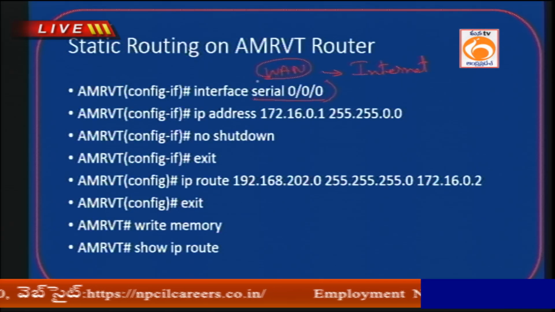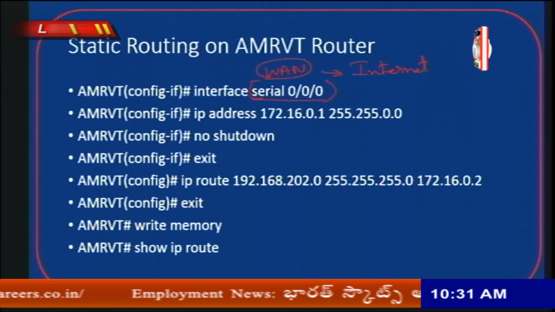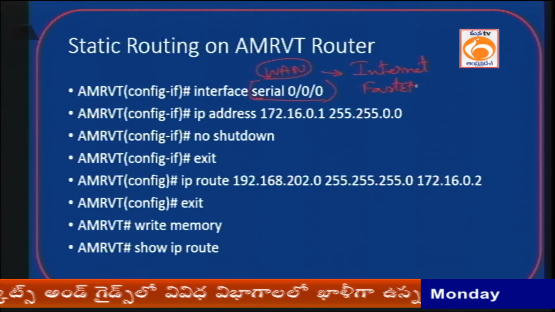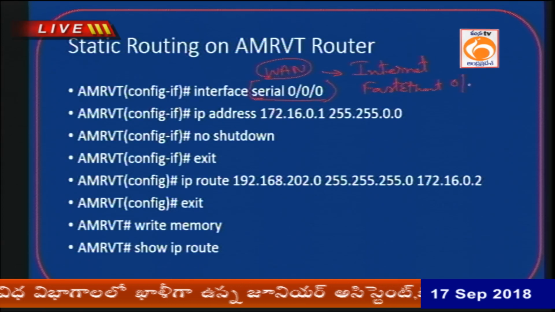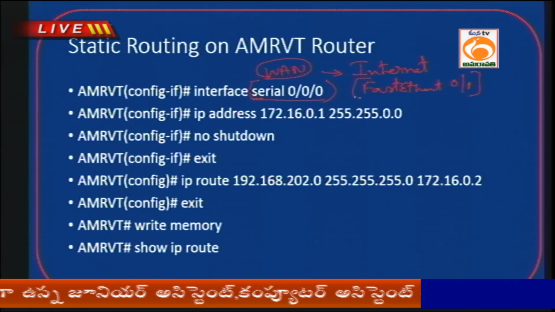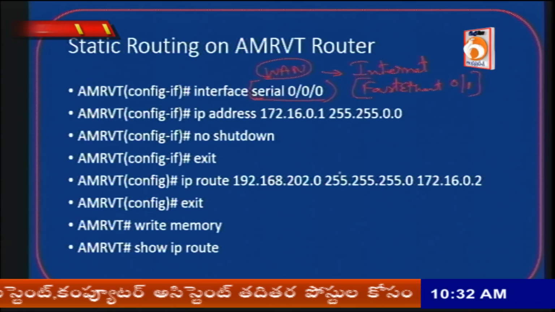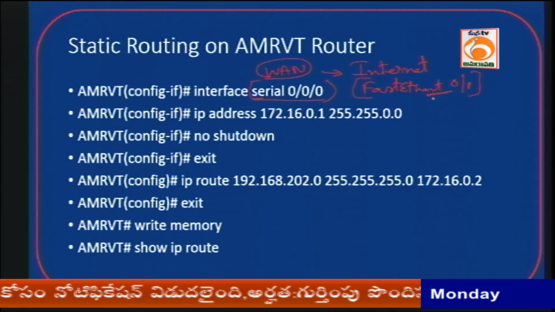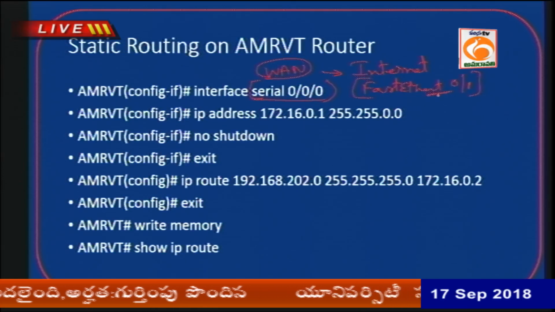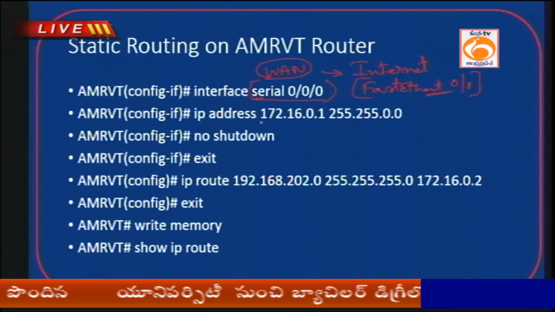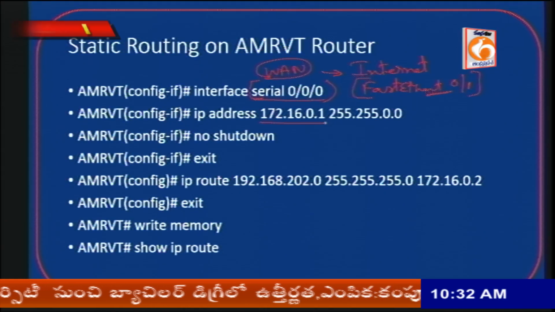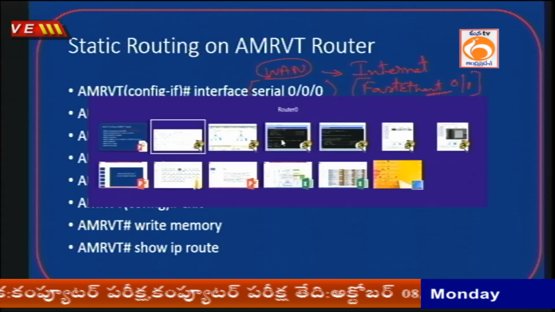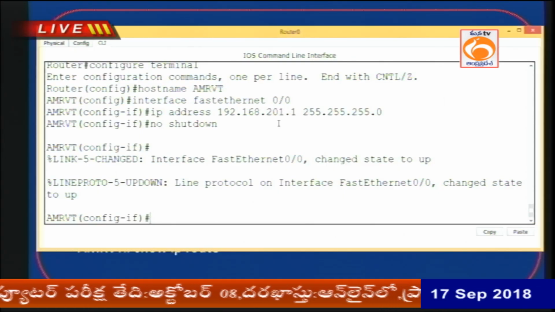Maybe we should also consider another situation. In place of serial interface, you may be using the fast Ethernet interface 0/1 to connect to the ISP, because fast Ethernet 0/0 was connected to the local area network. We can have another interface used to connect to the ISP or to the remote network, and that remote network interface also requires an IP address, and we must give the command no shutdown. So we have now configured the Ethernet interface.